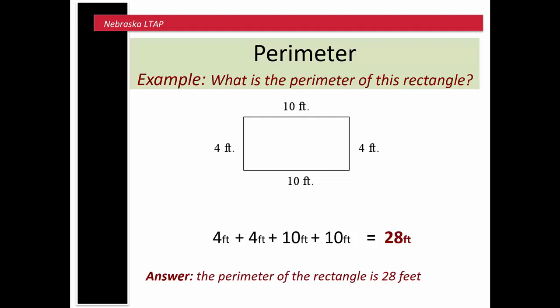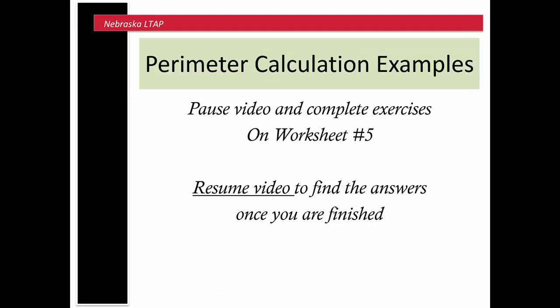So here's an example, pretty basic, of a rectangle. This could be just a room, a typical room. 2 of the sides are 10 feet, 2 of the sides are 4 feet. If somebody asks you what is the perimeter, they're asking you, what is the length around that room if we add all of those together. So we're basically just adding those together. And the perimeter is 28 feet. Okay? So that was a pretty easy concept, and probably for all of you a review. So pause the video and complete exercises 1 and 2 on worksheet 5. And when you are finished, resume the video and we'll continue on.